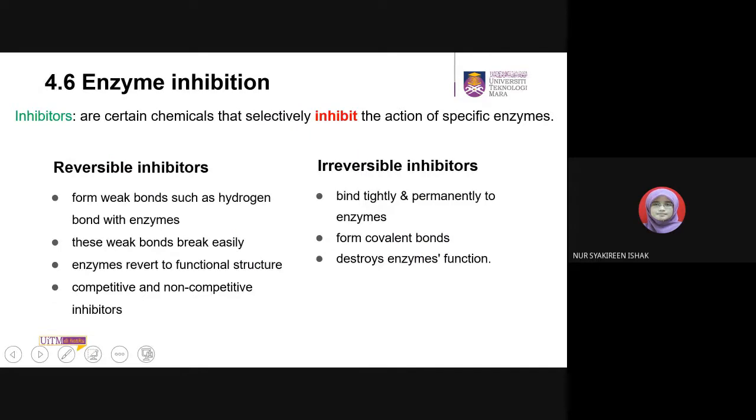So now we are going to move on to the next subtopic, which is 4.6, enzyme inhibition. You have to know what inhibitors are. Inhibitors are certain chemicals that selectively inhibit the action of a specific enzyme. An enzyme has its specific substrate, and it also has specific inhibitors that will inhibit the reaction catalyzed by that enzyme.